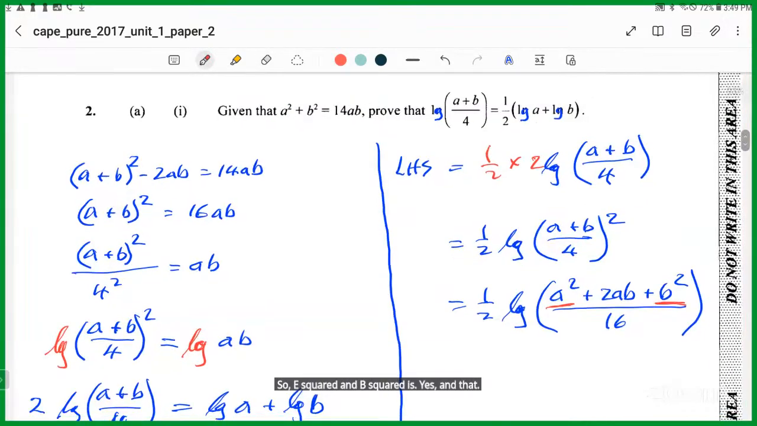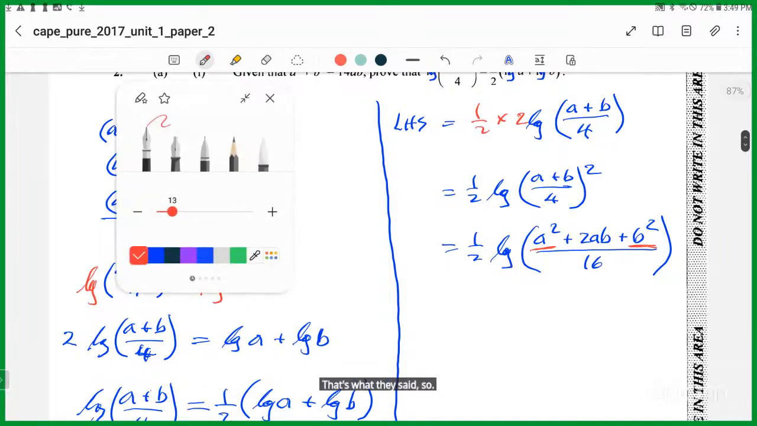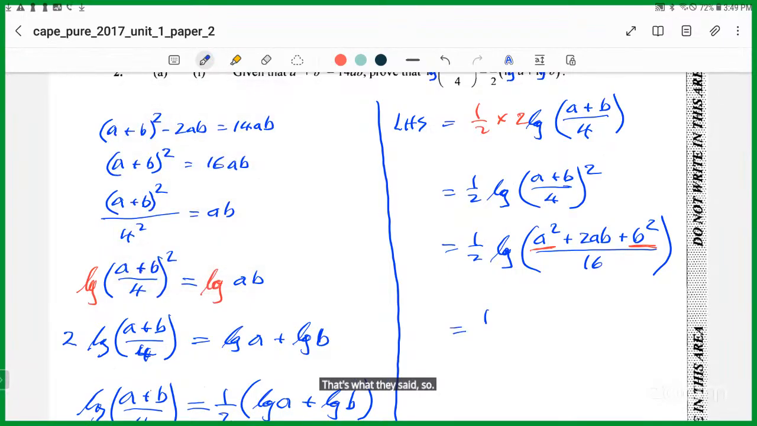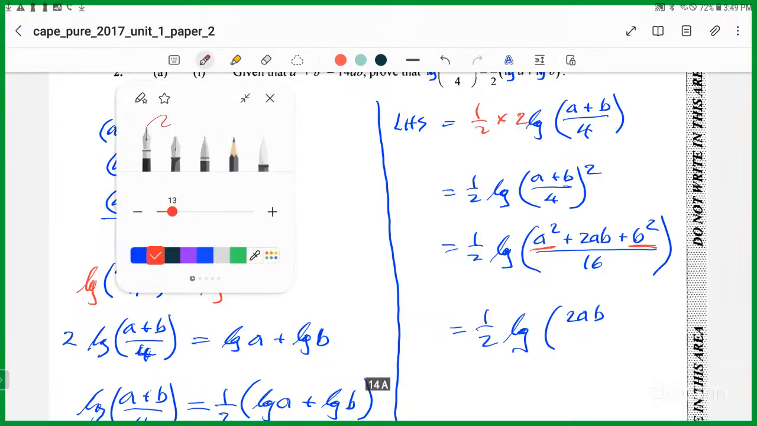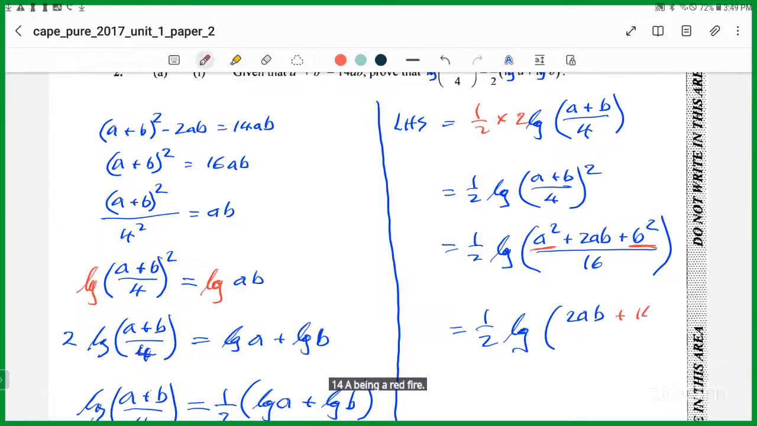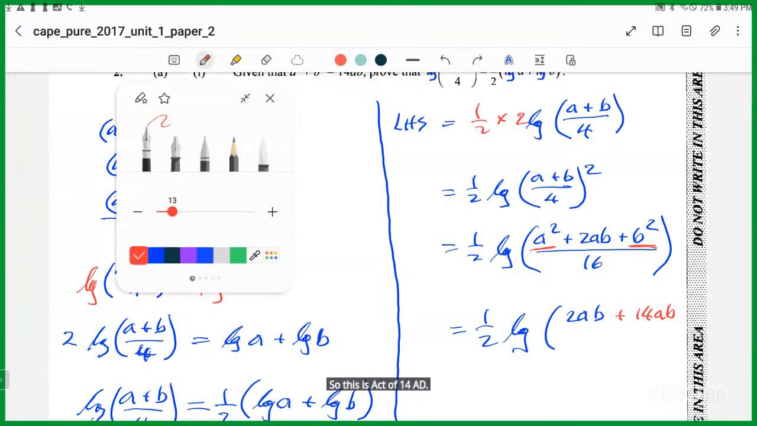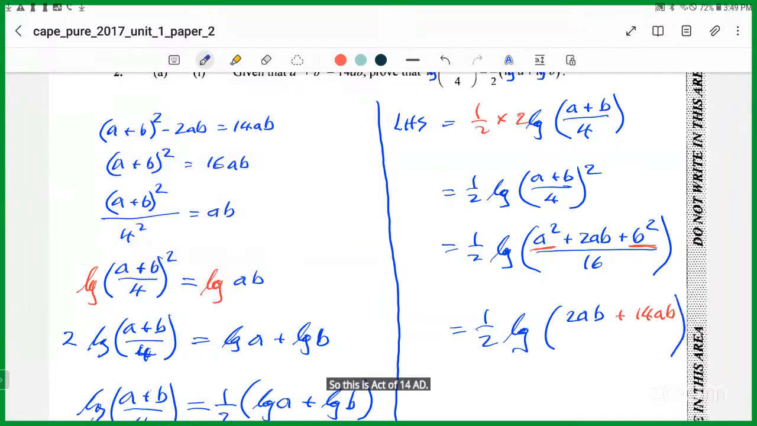That's what they said. So this thing comes equal to half the log of 2ab right here, and put the 14ab in red fire. So this and this add to 14ab all over 16.